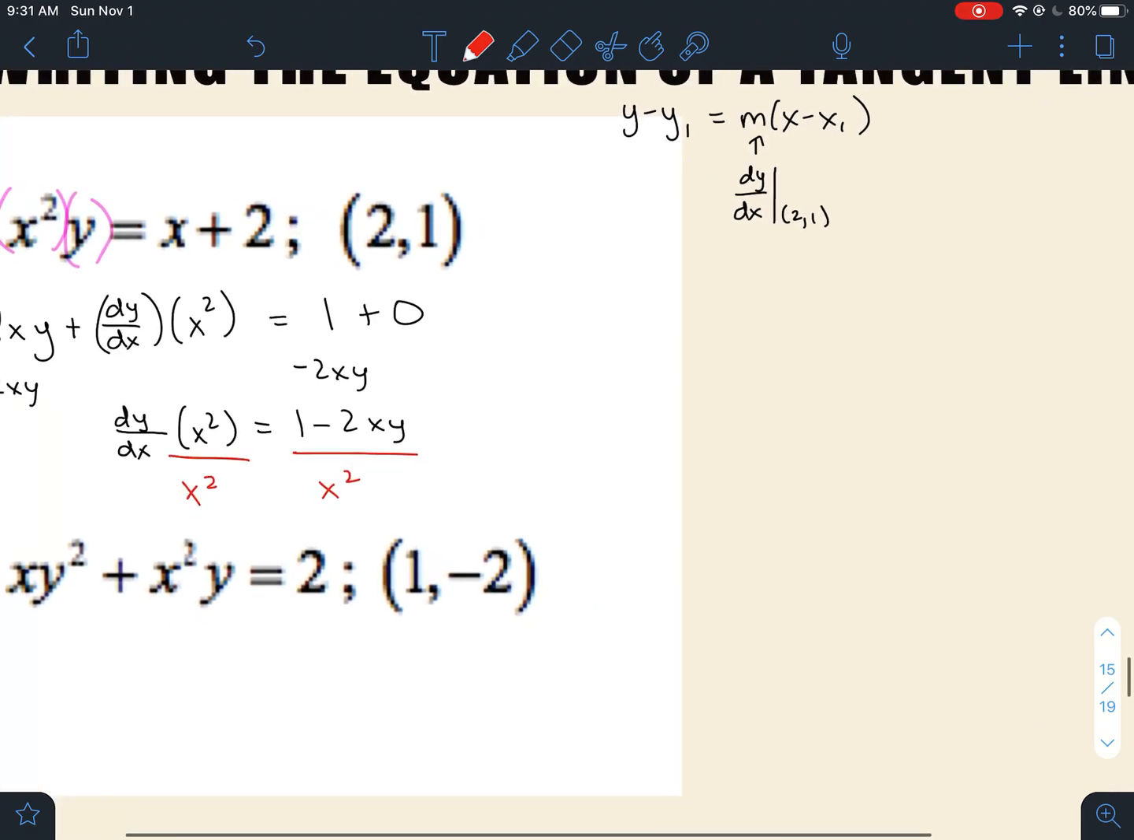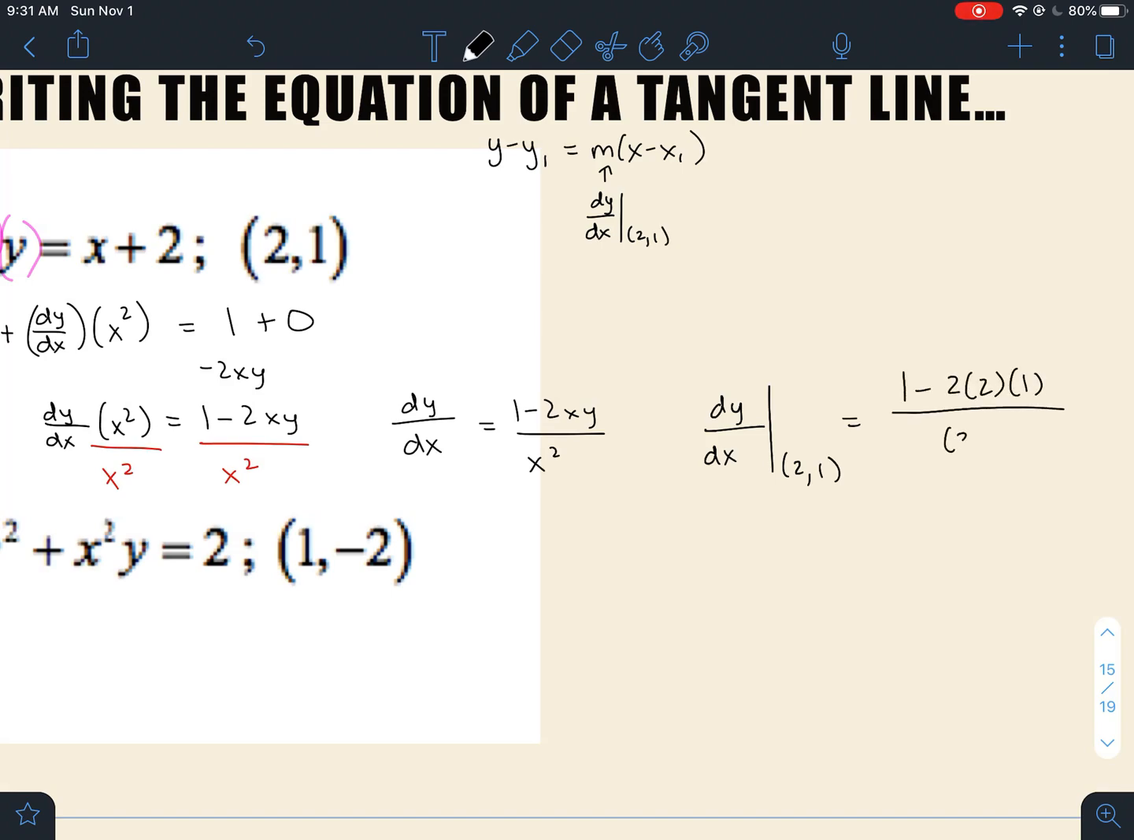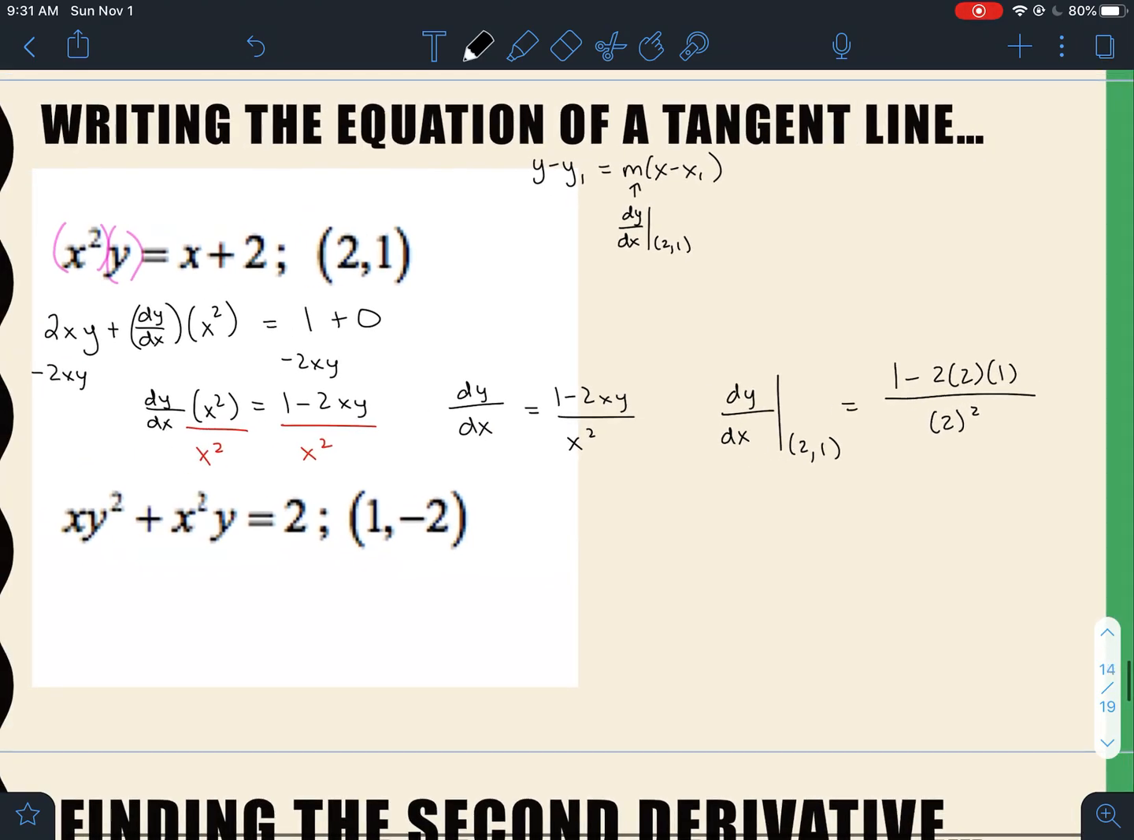And then I'm going to divide both sides by x squared. And so the slope of my tangent line at any point is going to be dy/dx equal to 1 minus 2xy over x squared. But now I want to find that at the point (2, 1). So I'm going to plug in 2 for x and 1 for y. So this is going to be 1 minus 2 times 1 over 2 squared. And so this is going to be 1 minus 4, which is negative 3, and then over 2 squared is 4. So the slope of my tangent line is going to be negative 3/4.